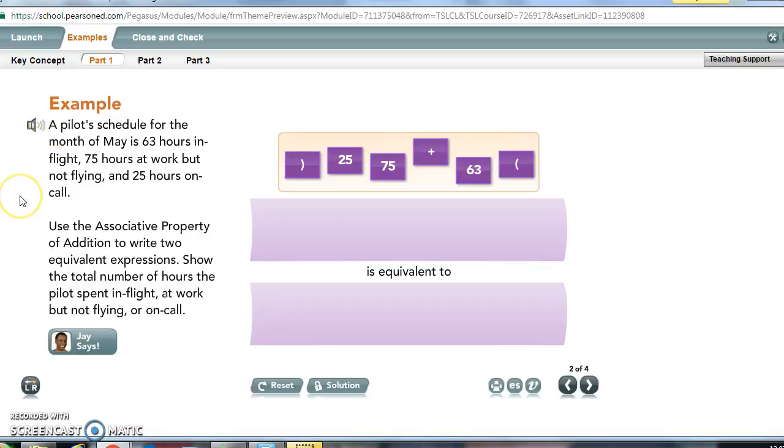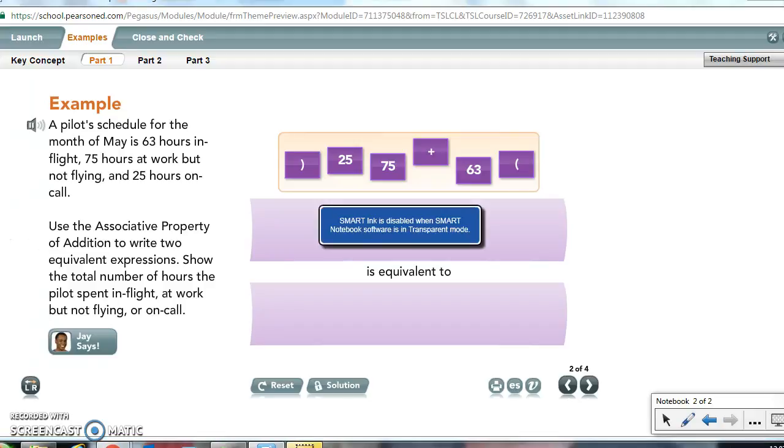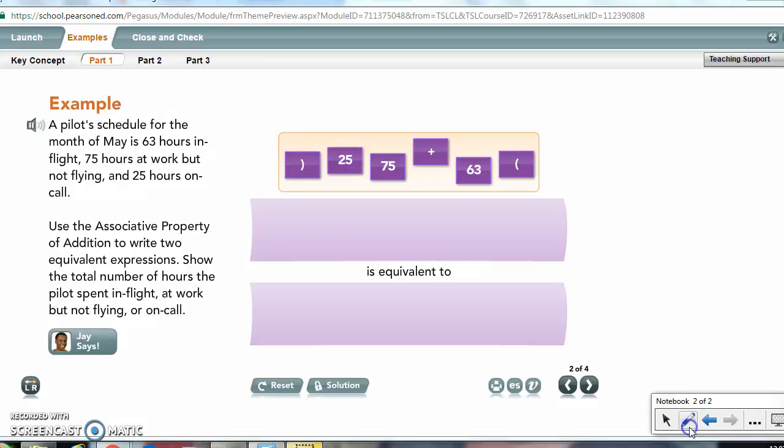A pilot's schedule for the month of May is 63 hours in flight, 75 hours at work but not flying, and 25 hours on call. Use the associative property of addition to write 2 equivalent expressions. Show the total number of hours the pilot spent in flight, at work but not flying, or on call. So they want us to underline this information and figure out an expression to show the total number of hours the pilot is spending in flight, at work but not flying, or on call.